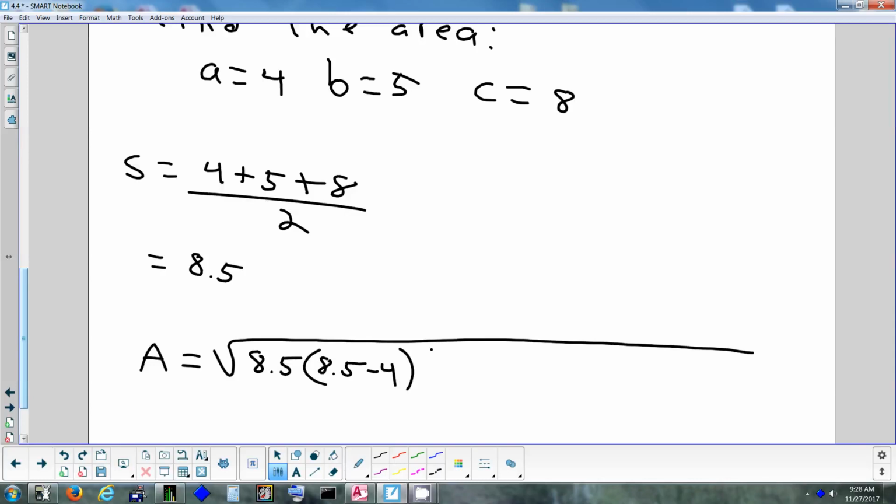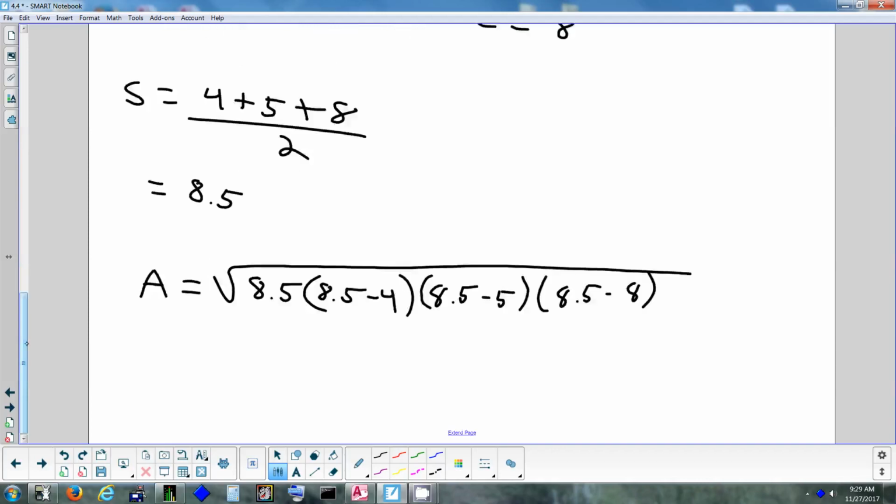Can you give me the next factor? Hayden, do you think you know the next factor? 8.5 minus 5. Yeah, 8.5 minus 5. And Rudy, the last one? 8.5 minus 8. Yeah, so it doesn't really matter. You just have to remember that you have S, and then you have times S minus every side. It doesn't matter what order you do it in. Just do S minus the first one, second one, and third one. Great.